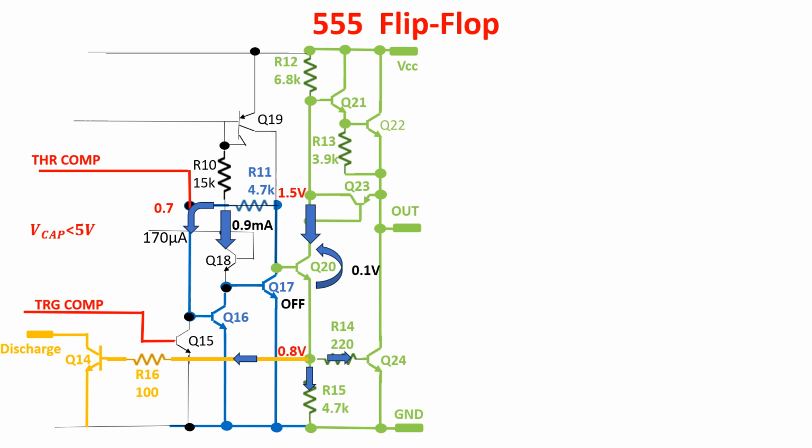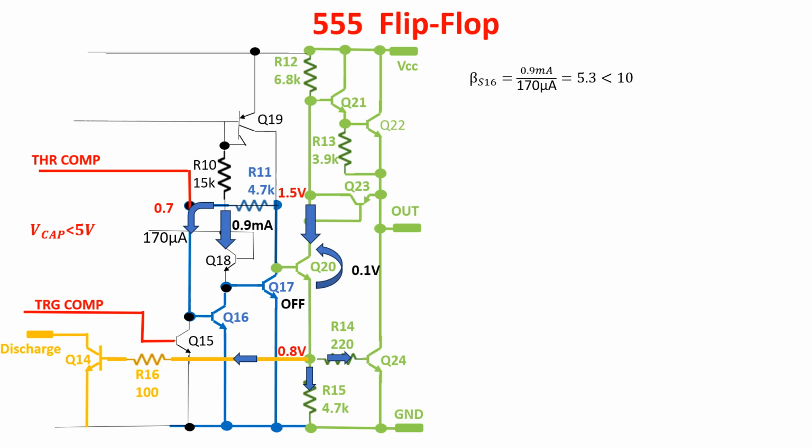The 170 microamps flowing through R11 go into the base of Q16, which has a collector current of 0.9 milliamps. The ratio 0.9 milliamps over 170 microamps is 5.3, so the beta of Q16 is less than 10, and we are sure that Q16 is forced into saturation, switching off Q17.